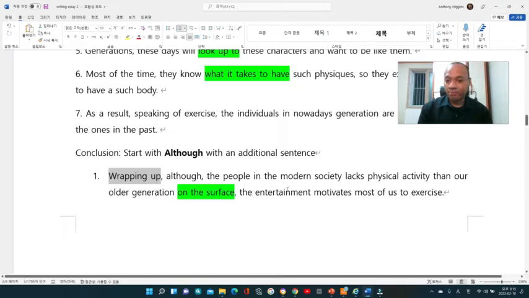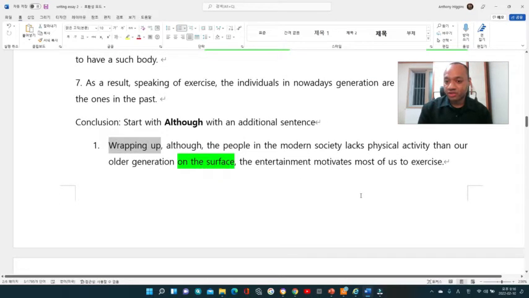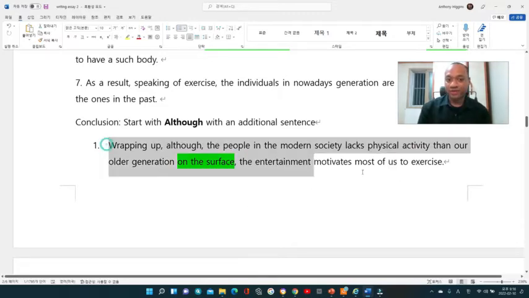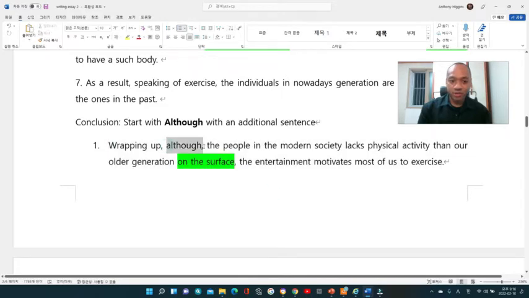Although the people in the modern society lack physical activity compared to our older generation on the surface, the entertainment motivates most of us to exercise. Now here "us" is referring to people nowadays, the new generation, because we are the new generation, right? And this is how I would write the first sentence. And like I told you, using this word "although" is really a good word to use to improve your score for IELTS writing.